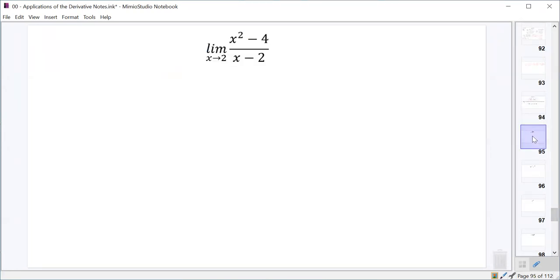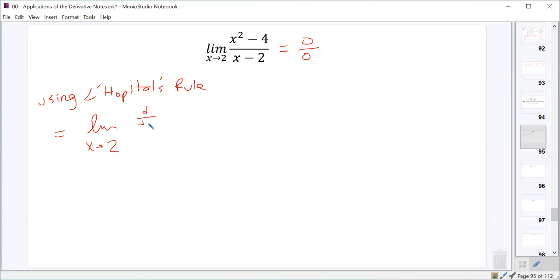So here we have the limit as x approaches 2 of x squared minus 4 over x minus 2. And if we plug in 2 to this, we can see that this is 0 over 0. And on the AP test, they'd like it if you indicate that you're using L'Hopital's rule. So we're going to say, using L'Hopital's rule, the limit as x approaches 2 of x squared minus 4 over x minus 2 becomes the limit as x approaches 2 of the derivative of x squared minus 4 over the derivative of x minus 2.